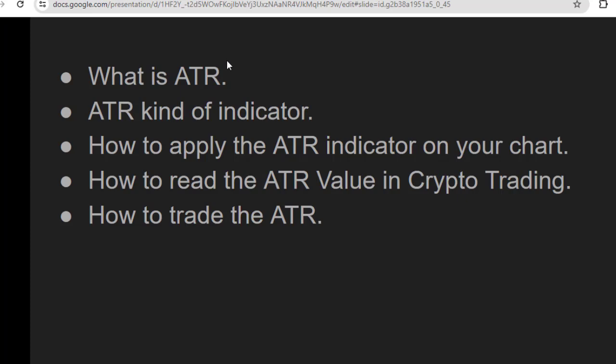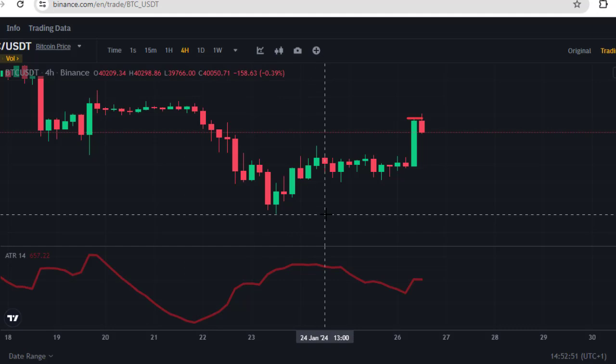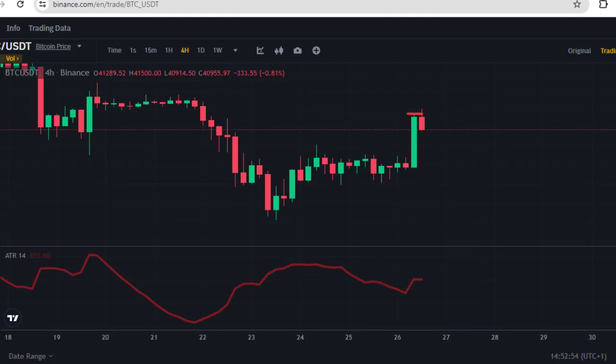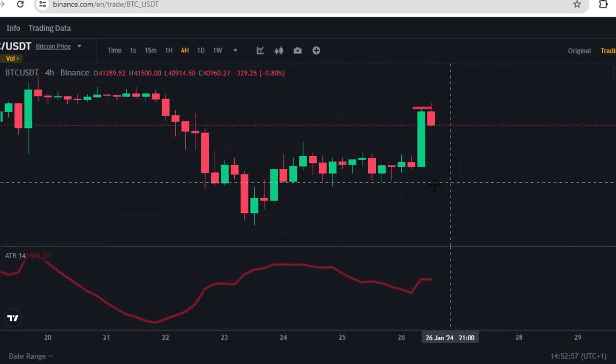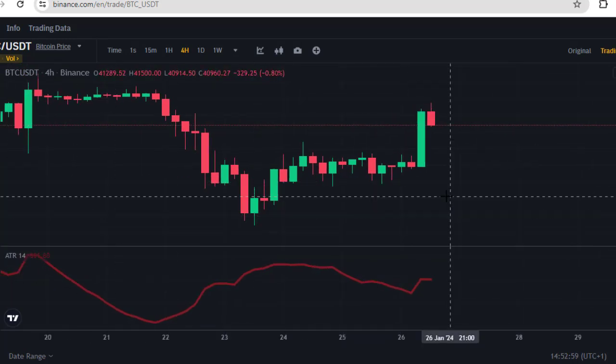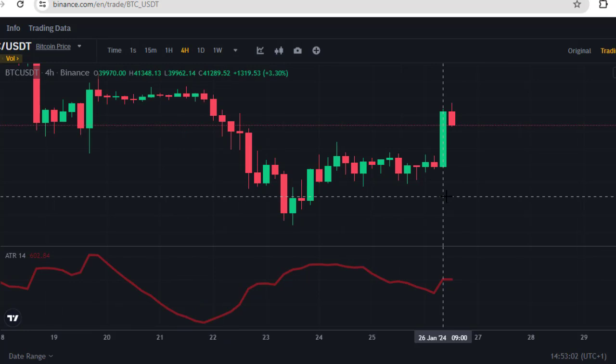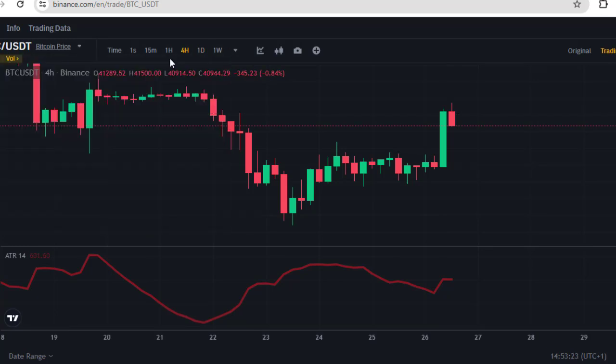So the next thing here is the kind of indicator the ATR is. The ATR indicator is a volatility indicator. What that means is that the ATR indicator does not show you market direction. So you don't use the ATR indicator for market prediction or for market direction. That is not what the ATR does. The only thing the ATR does is measure volatility. It takes into consideration the volatility of the market at that particular time. For example, I am using BTC USD and this is a 4-hour chart.